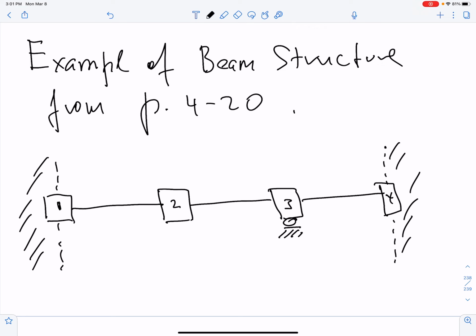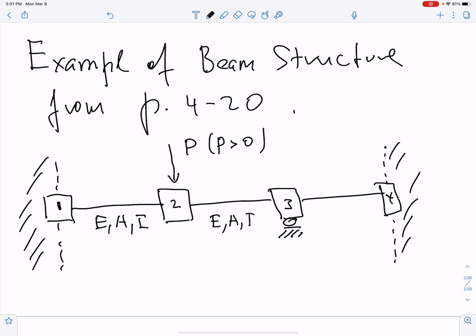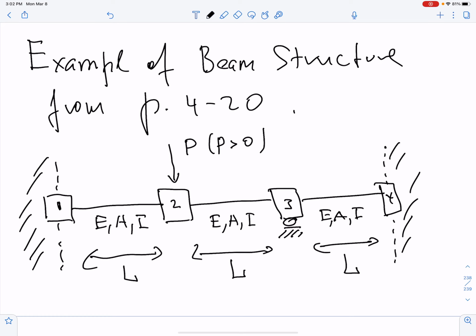Okay, and then we're going to assume that there is an external load, force, applied in a downward direction with magnitude P. So each element has E, A, and I. It's the Young's modulus, cross-sectional area, and the moment of inertia, and we're going to keep things symbolic. The lengths are given by L, and for simplicity, we'll assume that these are equal.